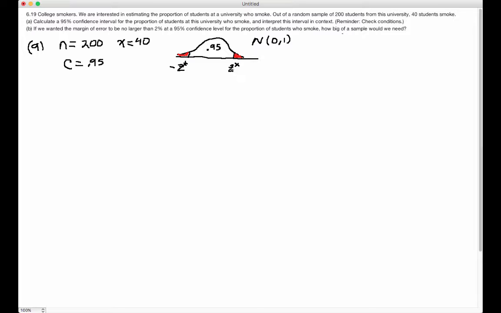Okay, so to calculate the values of z star, we're going to use the qnorm command. And qnorm requires us to put in as its first element the area starting from the left in the distribution. We know that the area in this tail right here is 0.025, and likewise the area up here is 0.025. So if I put in qnorm(0.025, 0, 1), I'm going to get the lower value of z star.